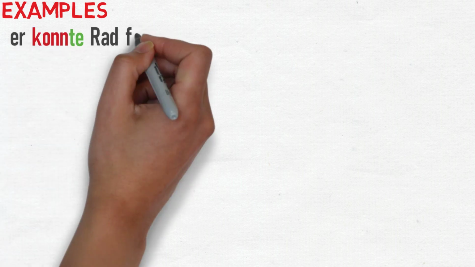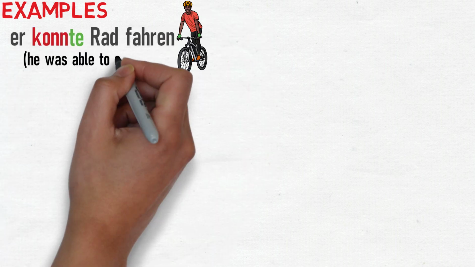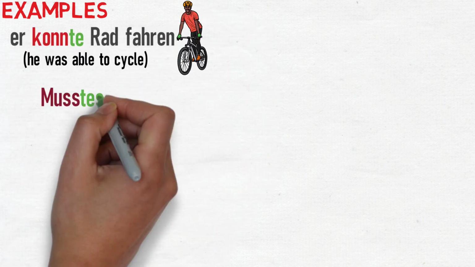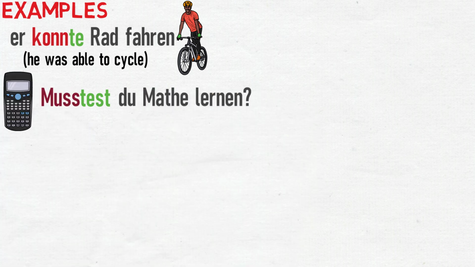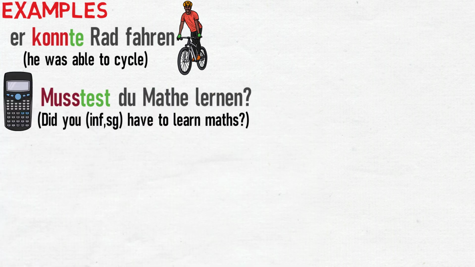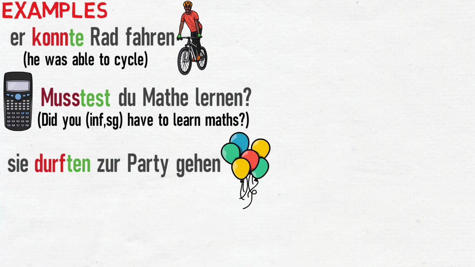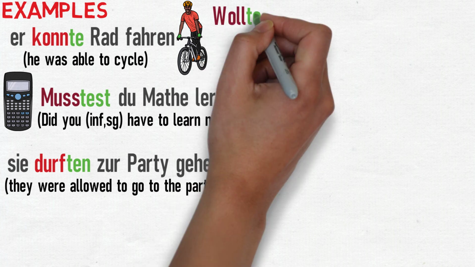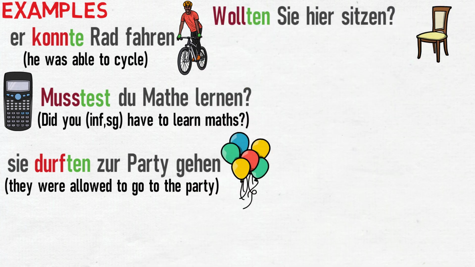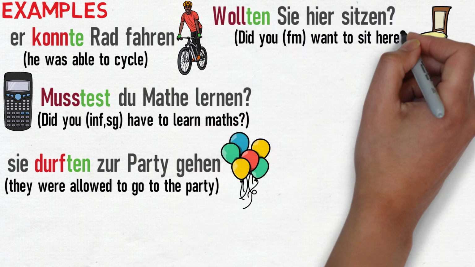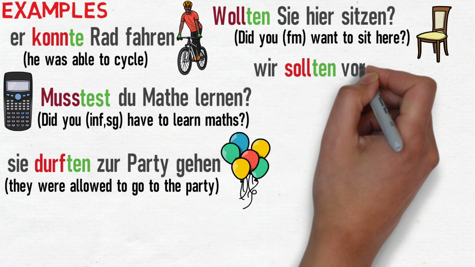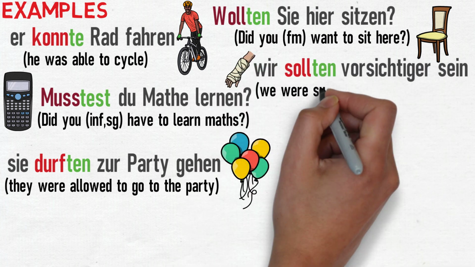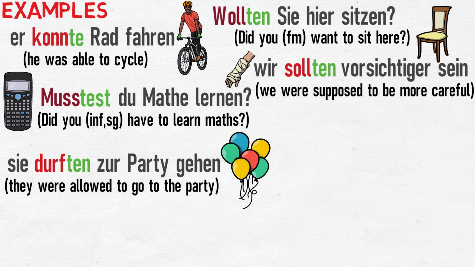Er konnte Rad fahren. He was able to cycle. Musstest du Mathe lernen? Did you, informal singular, have to learn maths? Sie durften zur Party gehen. They were allowed to go to the party. Wollten Sie hier sitzen? Did you, formal, want to sit here? Wir sollten vorsichtiger sein. We were supposed to be more careful.